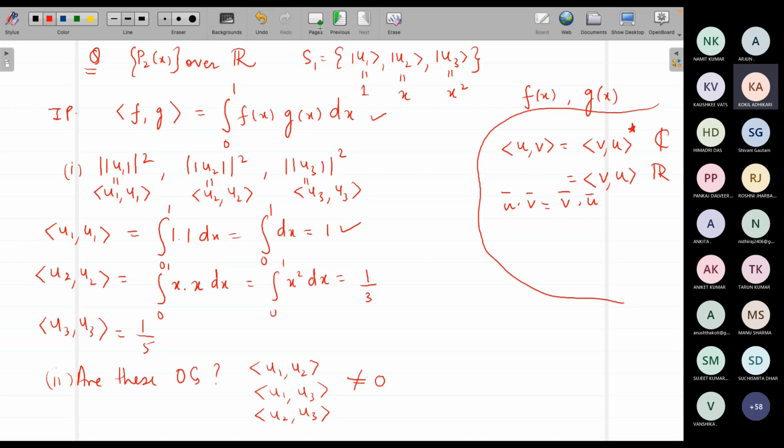Okay, let me just continue with my question. Third part. I want to find out the matrix representation of the inner product in this basis. So remember, it's something I talked about in today's morning class.